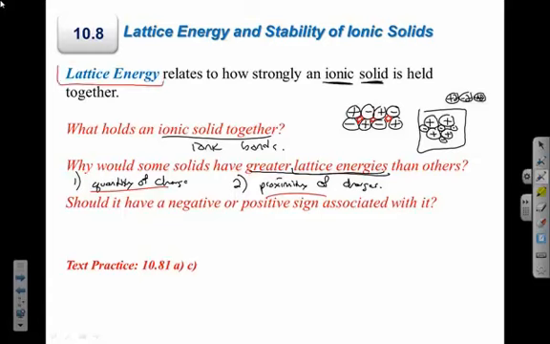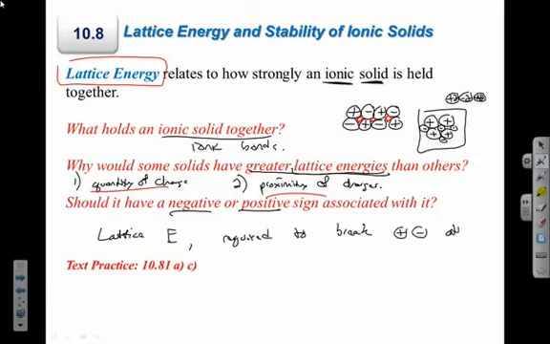Should lattice energy be a positive quantity of energy or a negative quantity of energy? Lattice energy is the energy required to break these positive-negative attractions. So lattice energy is a positive quantity of energy. Right? I have to break attractions, so it's always going to be positive.